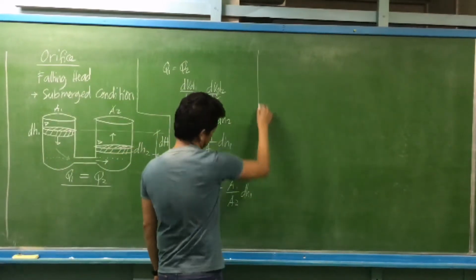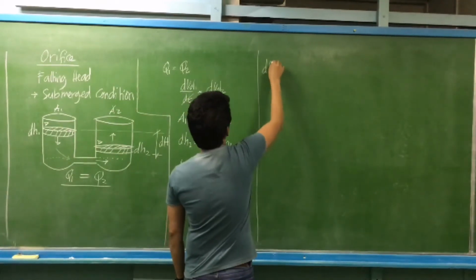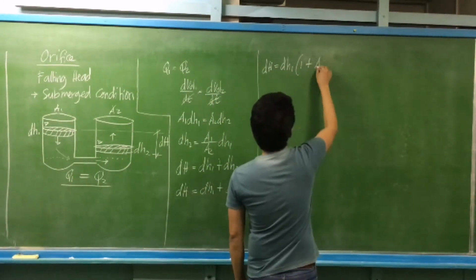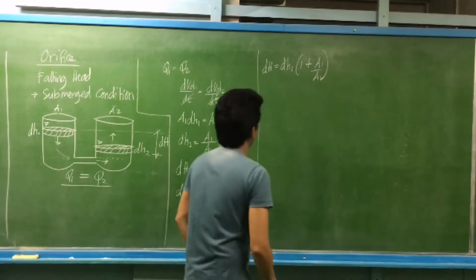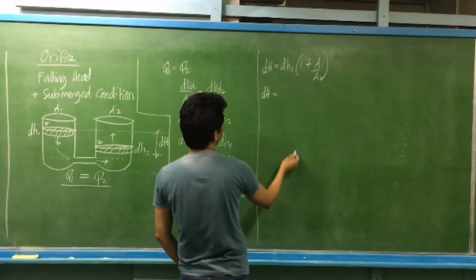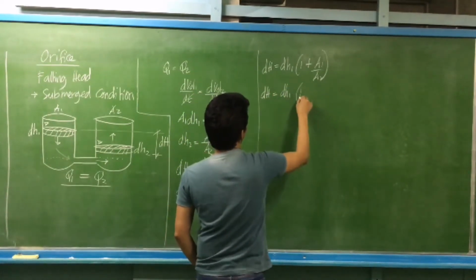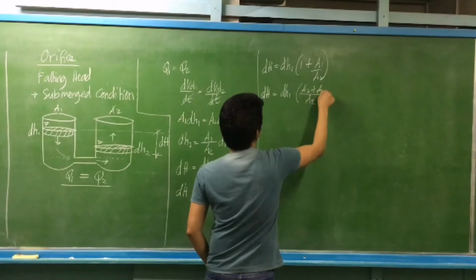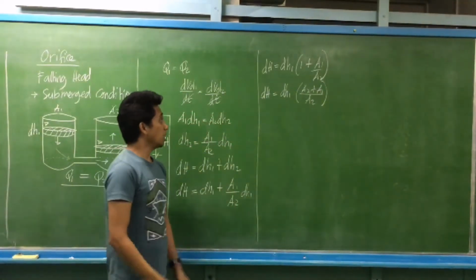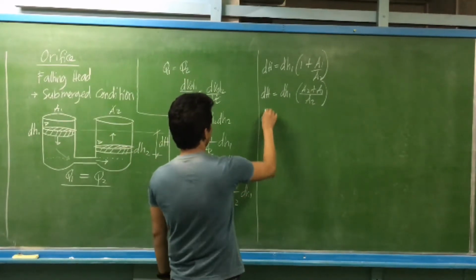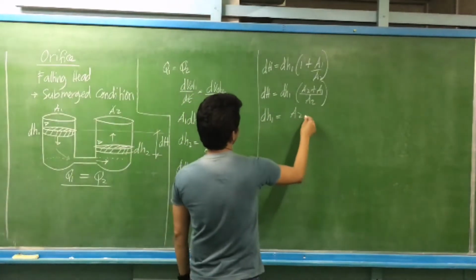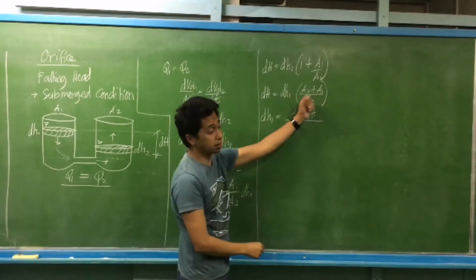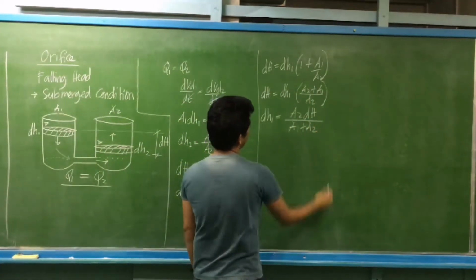So we may factor out dH1. The total differential head is equal to dH1 multiplied by 1 plus area 1 divided by area 2. Or total dH is equal to dH1 multiplied by, with common denominator area 2, area 2 plus area 1. Yes, I'm just simplifying that portion. Let's equate to dH1. dH1 is now equal to area 2 times the total differential head dH divided by area 1 plus area 2.